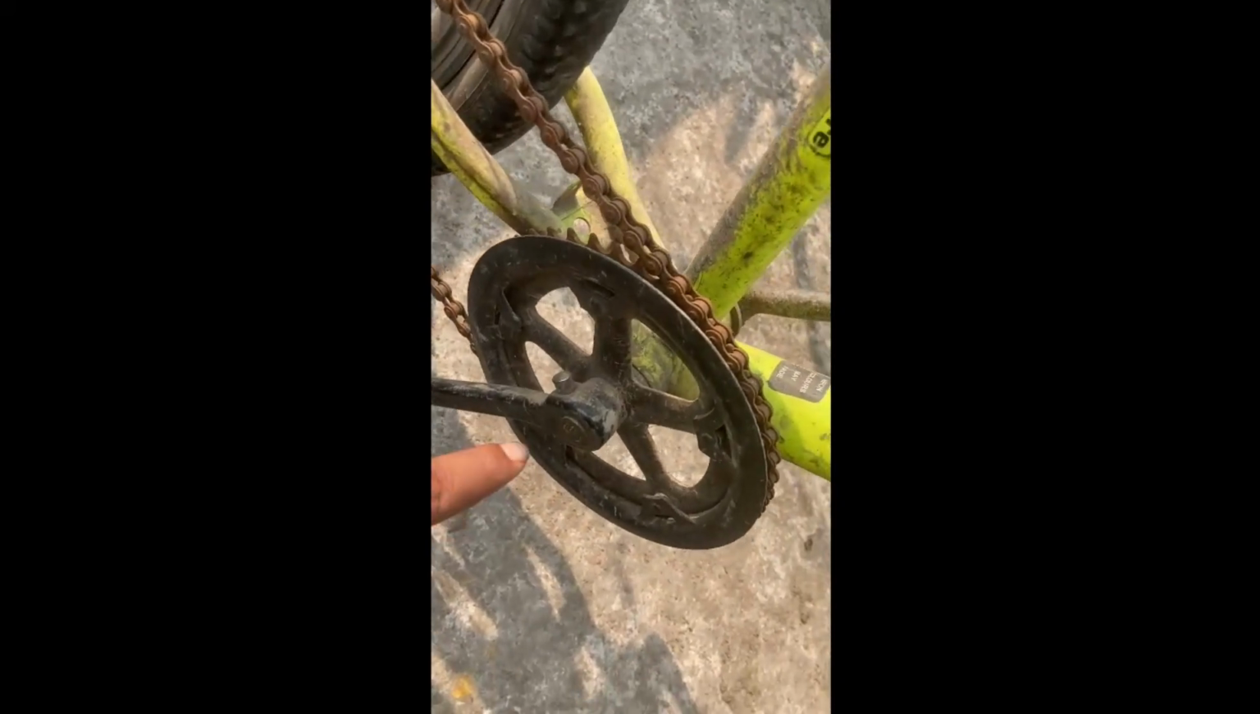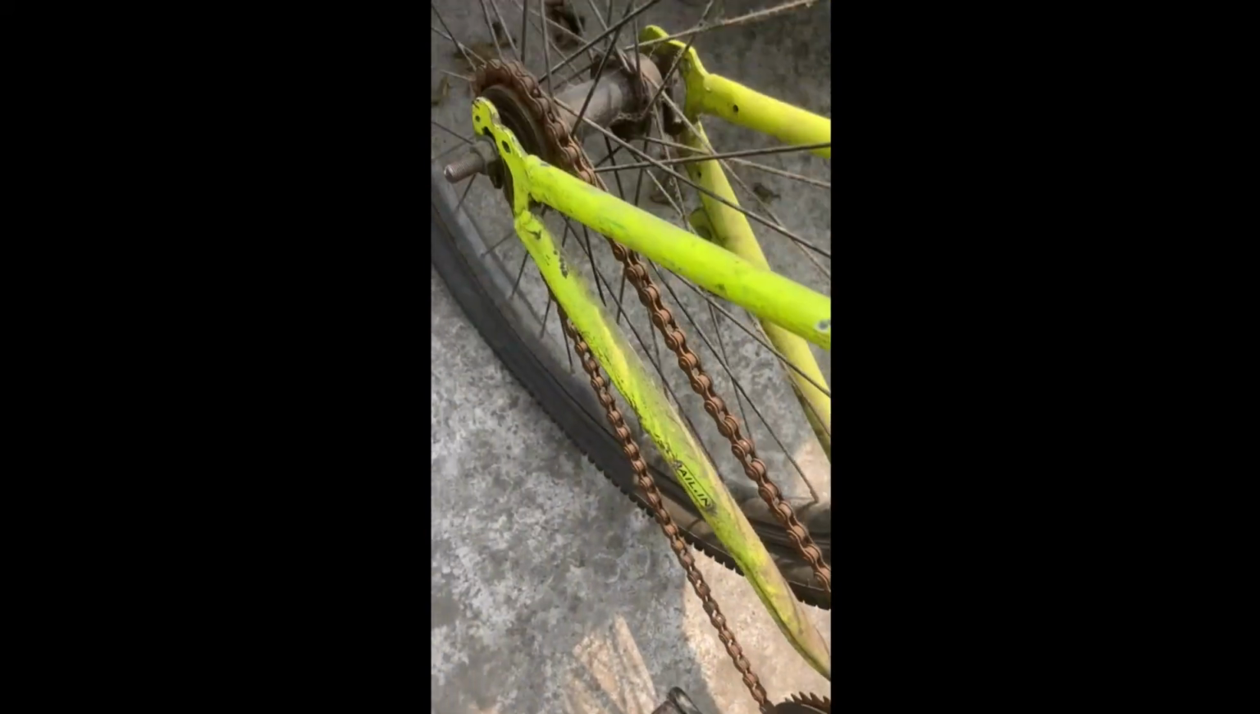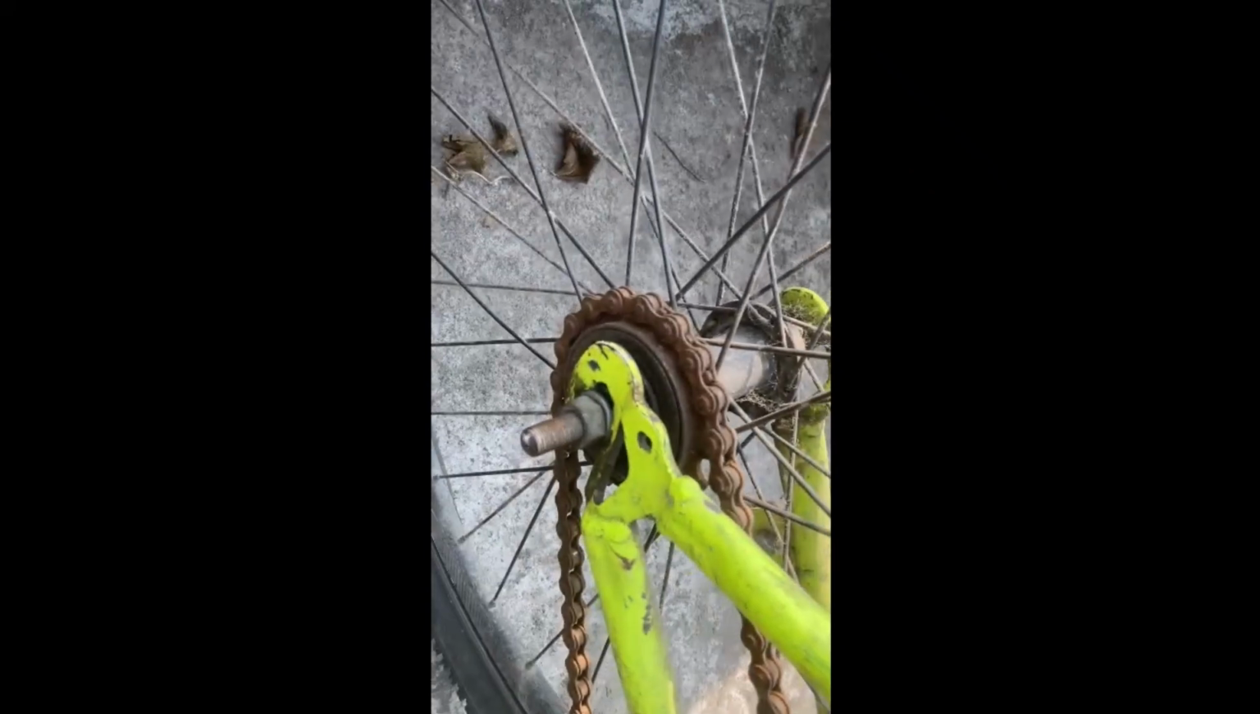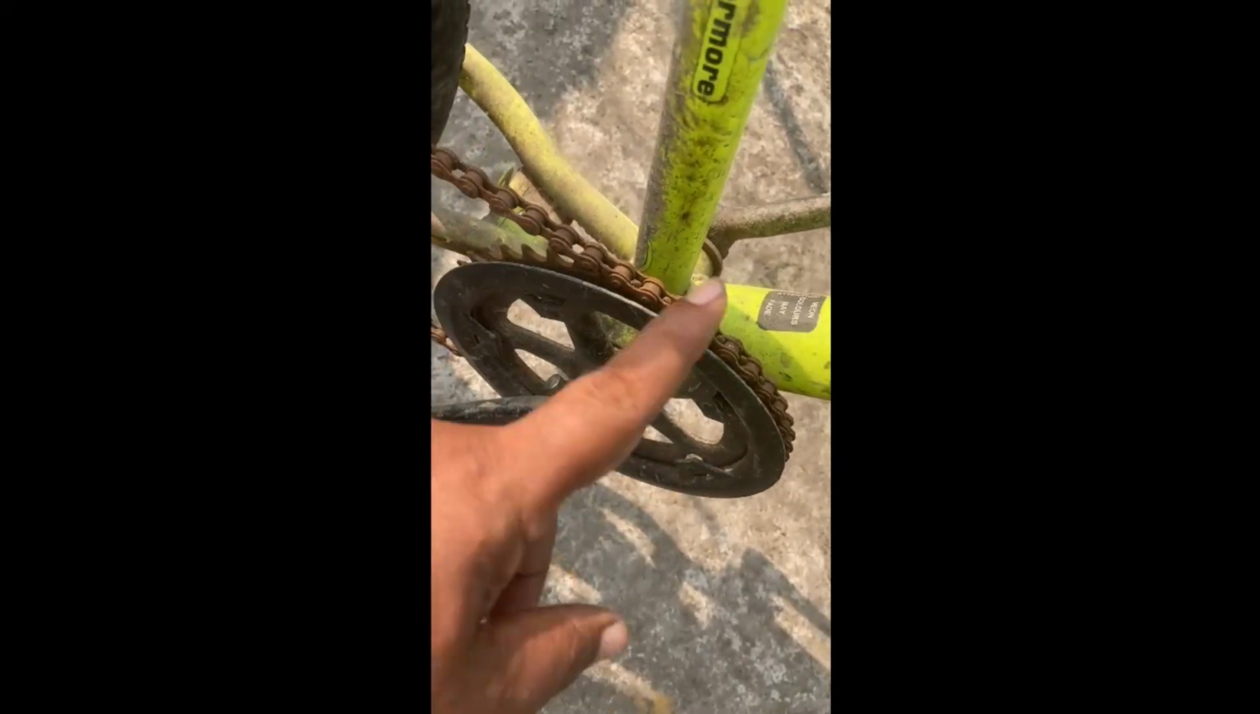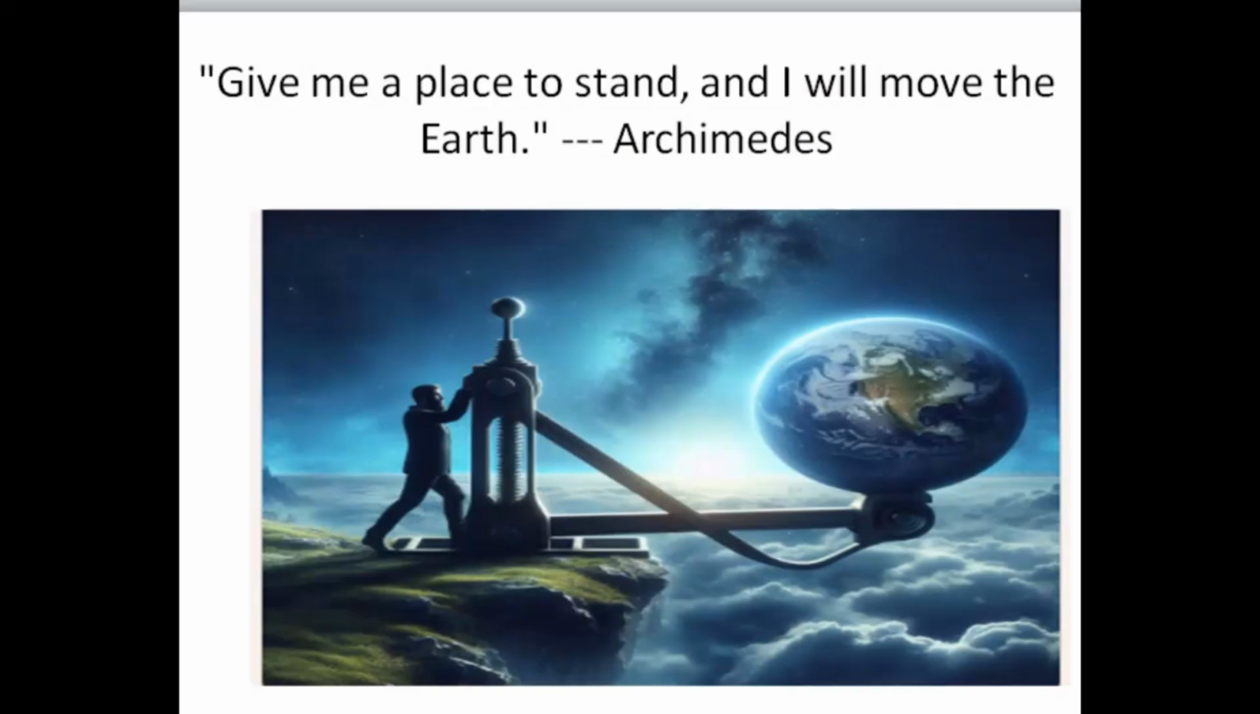Now come to this. We give force on the paddle, correct? This distance is more, this diameter is more, and this diameter is less, so the distance is less. So when I am paddling, the cycle moves very easily. That's why scientists and engineers make this arrangement. This diameter is more, so the force applied will be less.